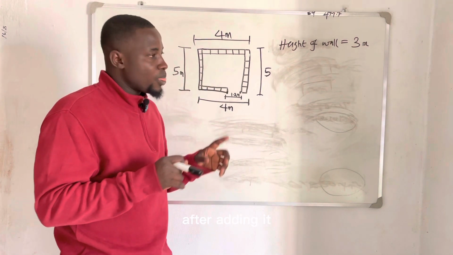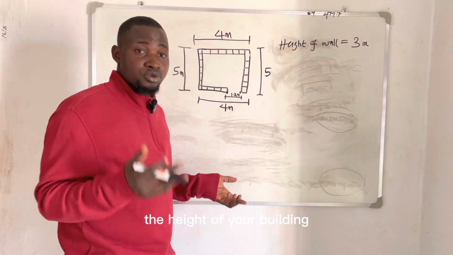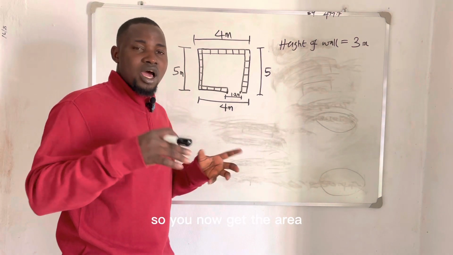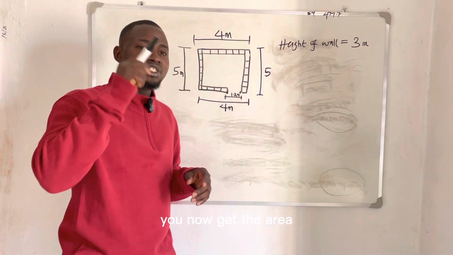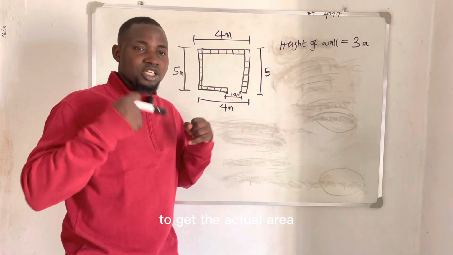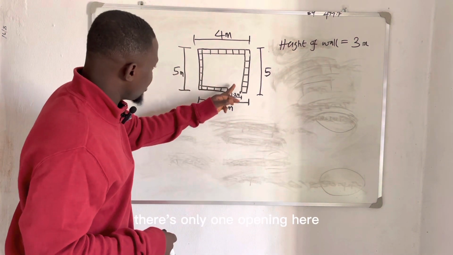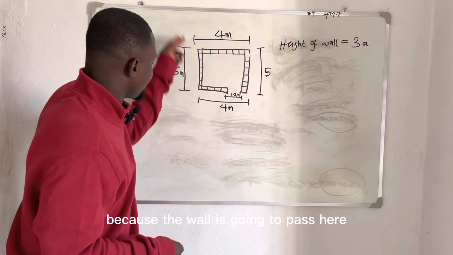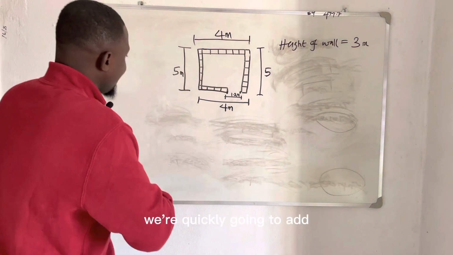After adding it, you now get the total length. By then you know the height of your building or the height of the structure you're erecting. So you now get the area. When you get the area, you now get the area of those doors and those windows, and subtract it to get the actual area. Just as here, there's only one opening here. We're going to add all this place because the wall is going to pass here except for this place. So we're quickly going to add to get the perimeter.